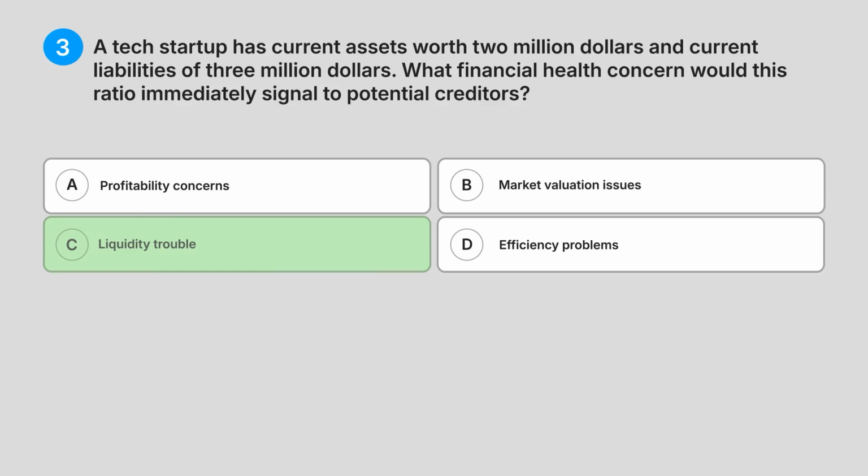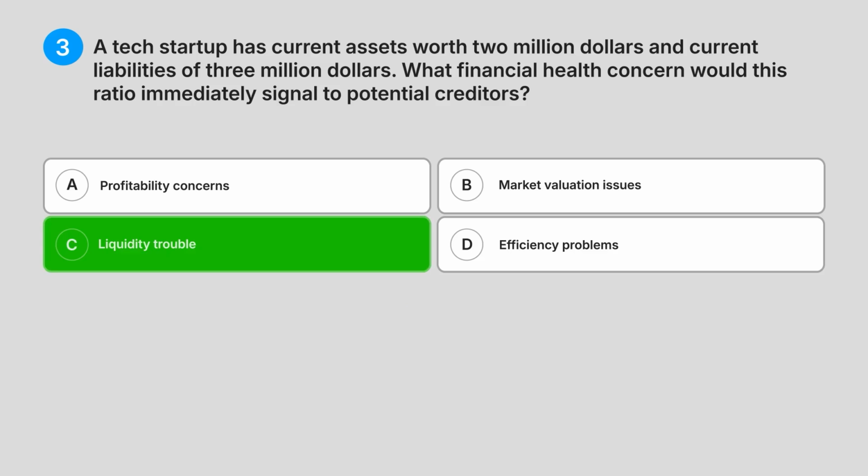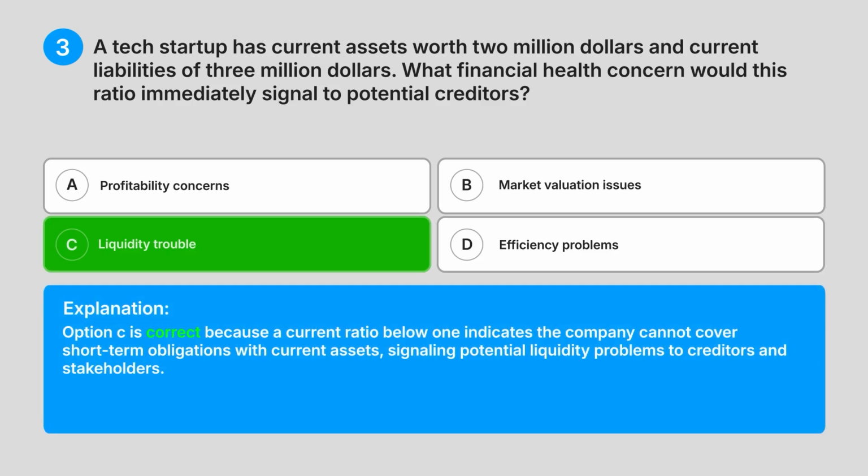Correct answer, C. Liquidity trouble. Explanation: option C is correct, because a current ratio below 1 indicates the company cannot cover short-term obligations with current assets, signalling potential liquidity problems to creditors and stakeholders.